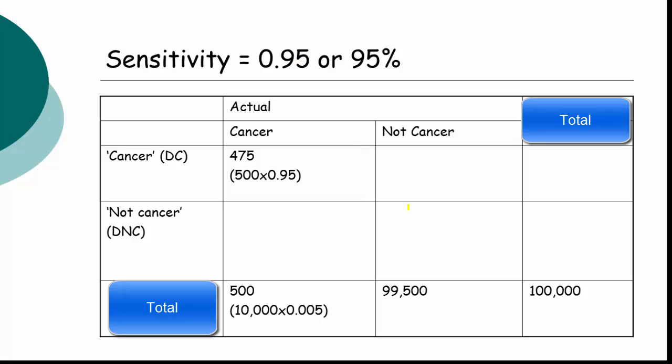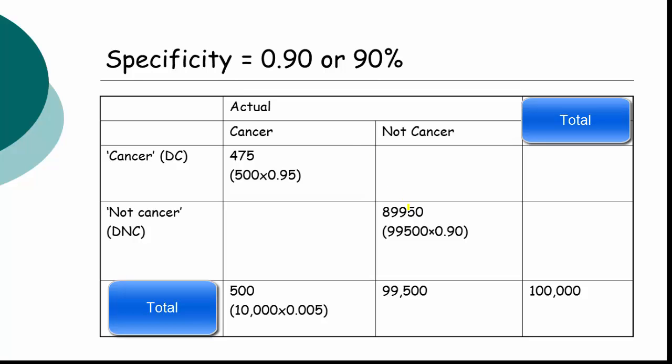And then we're going to do the same thing with the specificity. The specificity was 0.9. The total number of people who don't have cancer is 99,500. The specificity is saying if you don't have cancer, how likely is it that you come up negative, as in a negative diagnosis. So that's your total number down here, 99,500, multiplied by the specificity up here, and that gives you this number here.